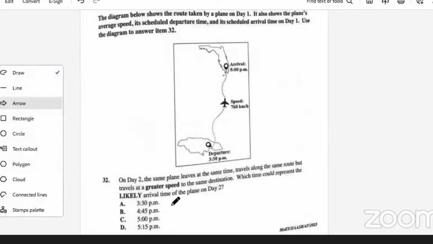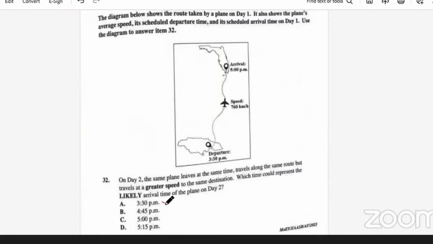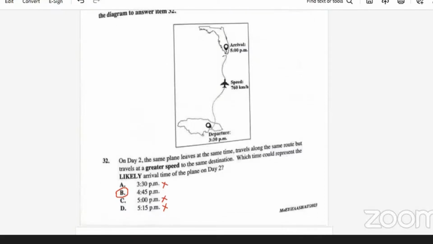Could it be 3:30, the same time it leaves? No. Remember, it got there at 5 p.m. the previous day. Let's look at the options that couldn't possibly work. It couldn't get there later because it travels at a greater speed, so it's going to get there faster. 5 o'clock, the same time? No. Remember, it's traveling at a greater speed, so it's going to get there earlier. So the possible answer there would be B, 4:45, right? 15 minutes earlier since it's traveling at a greater speed. They didn't tell us how much faster, but we know it's faster. That means it's going to take less time. So the answer for 32 is B.